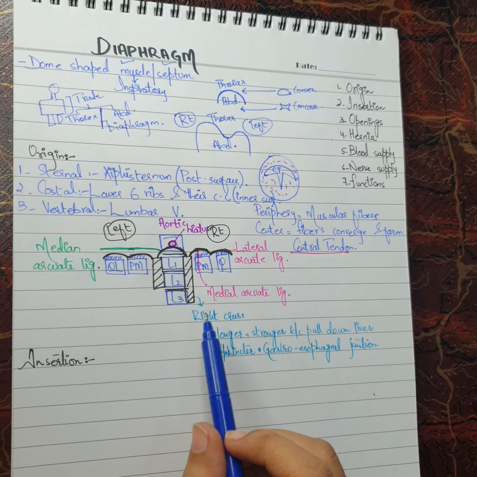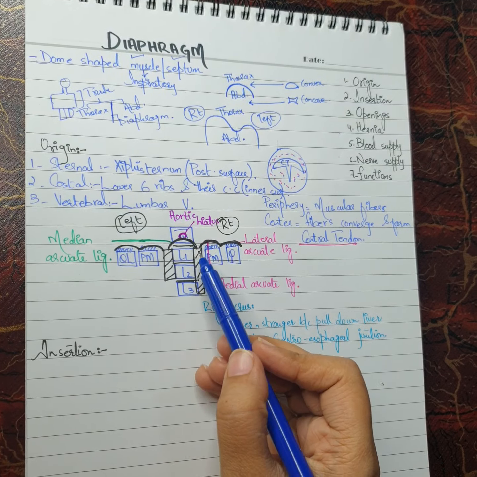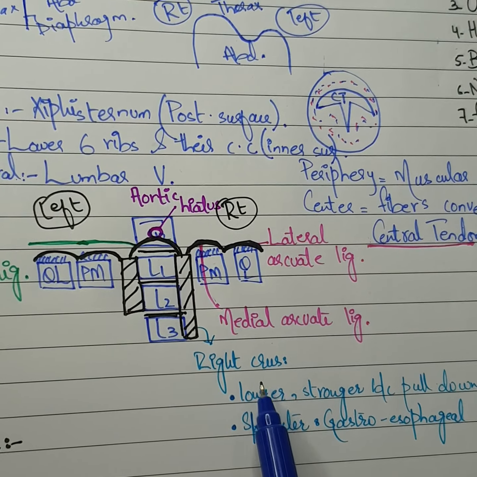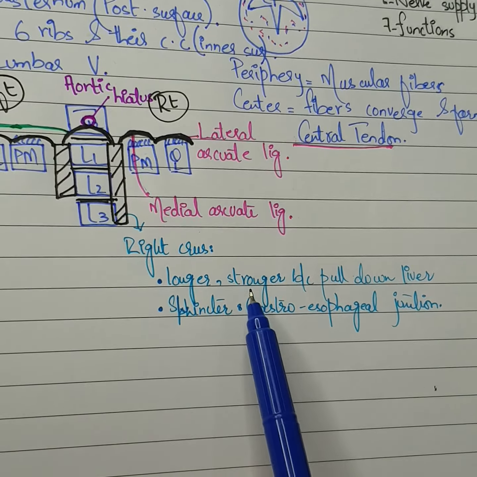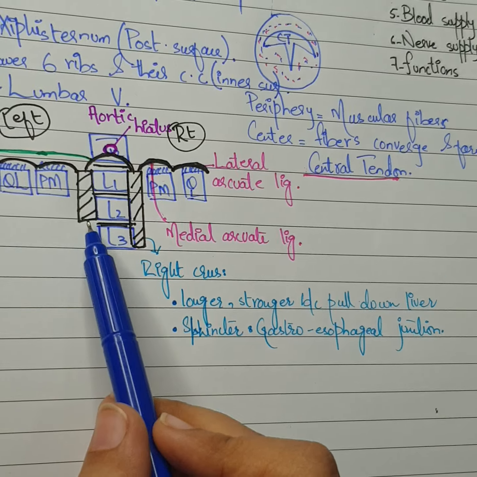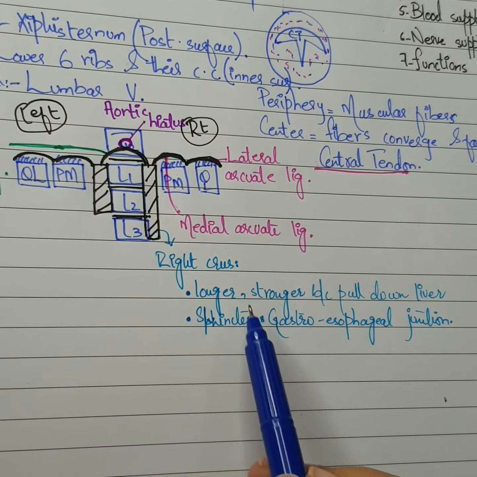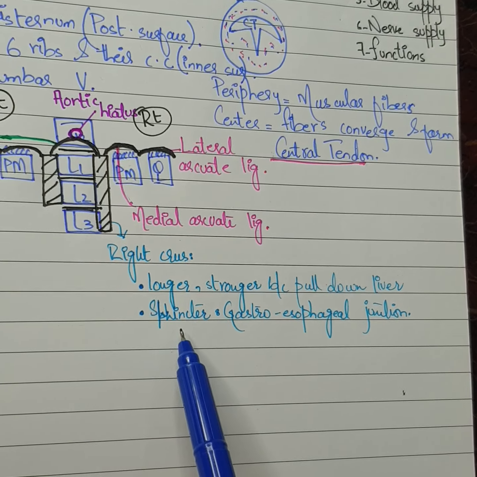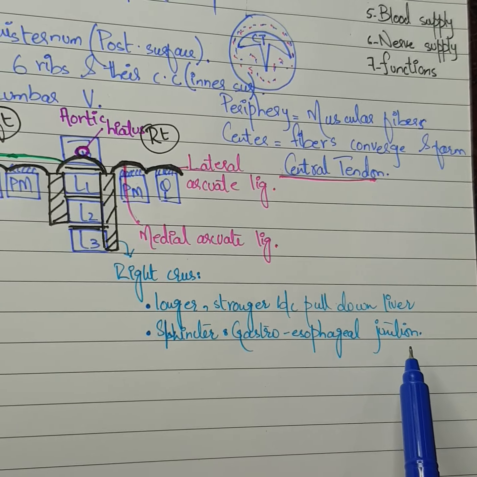Okay, so we talked about the origin of diaphragm. This was the right crus and this was the left crus of diaphragm. The right crus originates from L1, L2 and L3 and the intervening disc. A few facts about the right crus: it's longer and stronger than the left crus because the right crus pulls down the liver during each inspiration. Also, the right crus acts as a sphincter at the gastroesophageal junction.